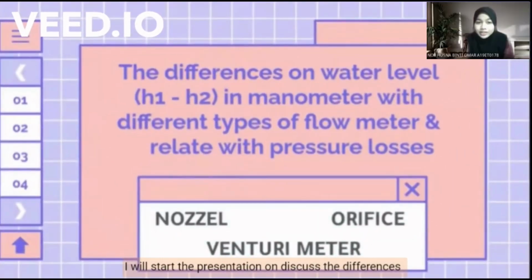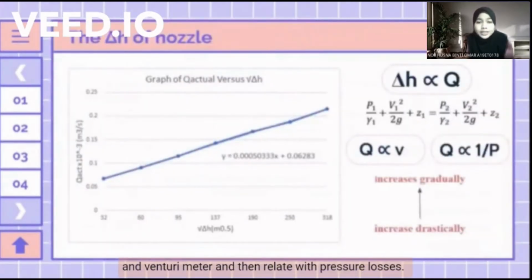Hi, I will start the presentation on discussing the differences in water level, H1 minus H2, in the manometer with different types of flow meter, which are nozzle, orifice, and venturi meter, and then relate them with pressure losses. Here is the graph of actual flow rate versus delta H for nozzle. The difference in water level of the flow meter is directly proportional to the flow rate.